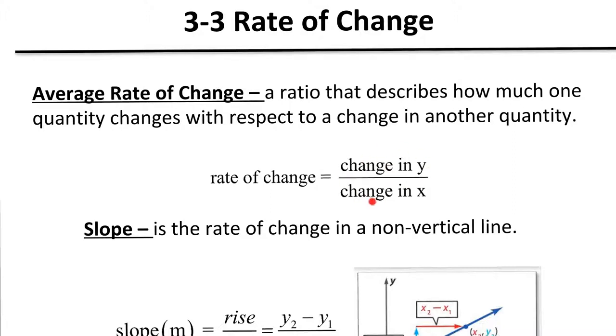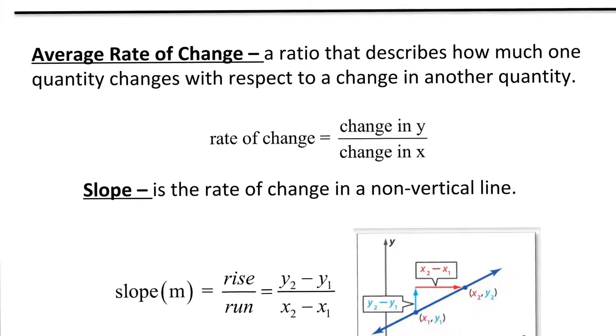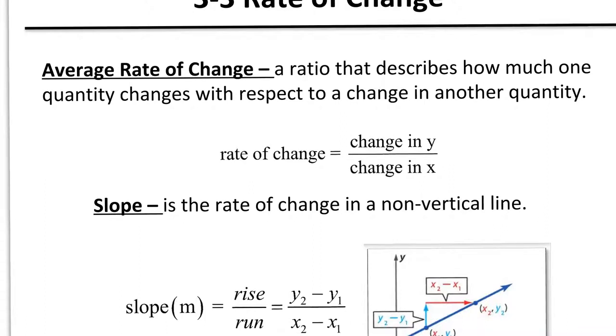Now, in algebra, we have a fraction, and the rate of change will be the change in the y values divided by the change in the x values. That's when we graph a function and want to find the rate of change: the change of the y over the change of the x. If we have a linear function, a line, we are going to find the slope, which is the same thing as the rate of change of a non-vertical line. You will see what happens when it's vertical, but if it's not vertical, we are going to find the slope.